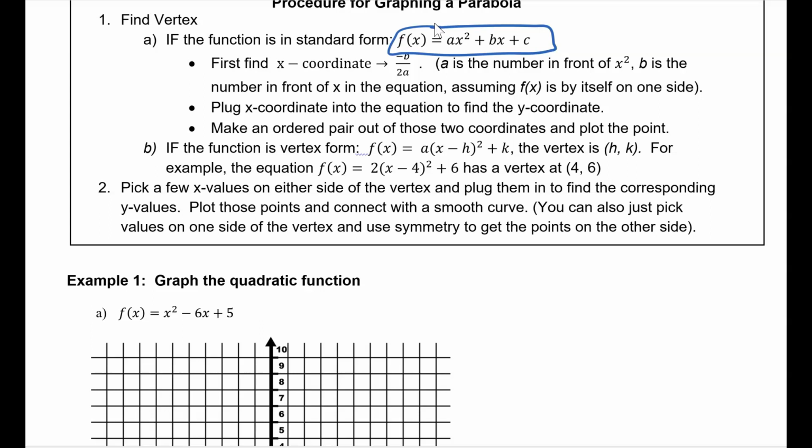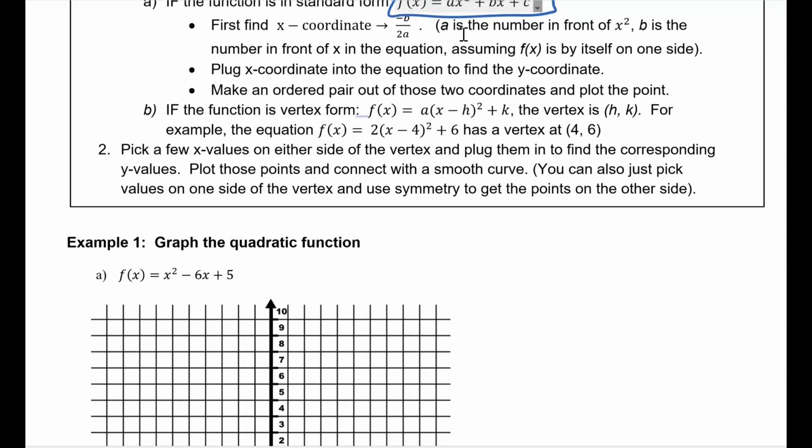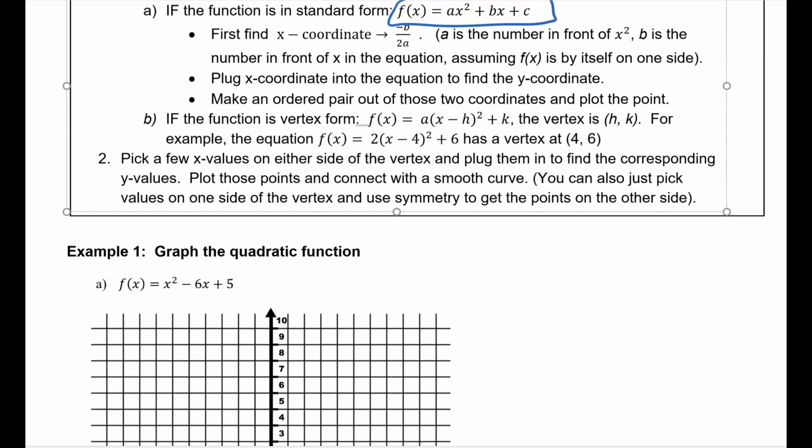So let's do the first example here. This first example we have in standard form, and the directions say first find the vertex. And this should say first find the x-coordinate of the vertex. That's actually should be written in there. Oops, sorry, hang on a second, I got to get my pen back.